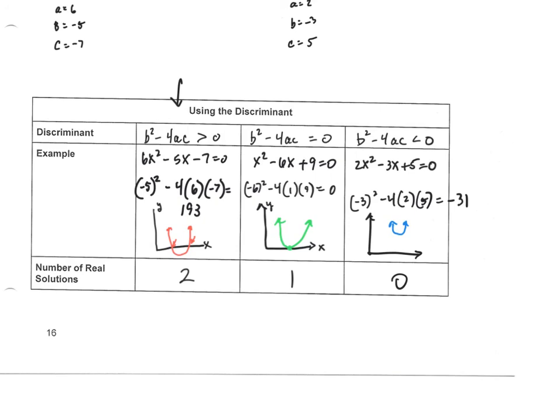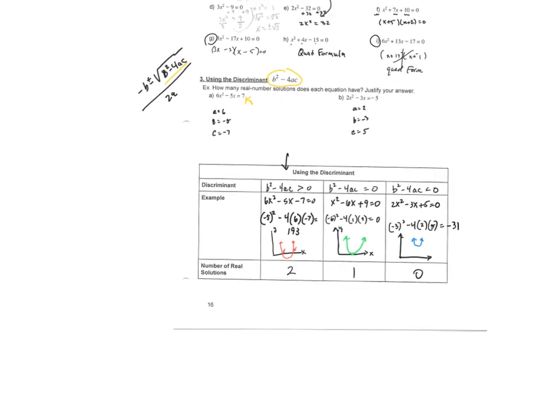So as you can see, two solutions mean it crosses over the x-axis twice. One solution means it touches it one time, and no solutions means that it never crosses over the x-axis. There are solutions, just no real number solutions. And that's how you use the discriminant to determine the number of solutions that you should be looking for.